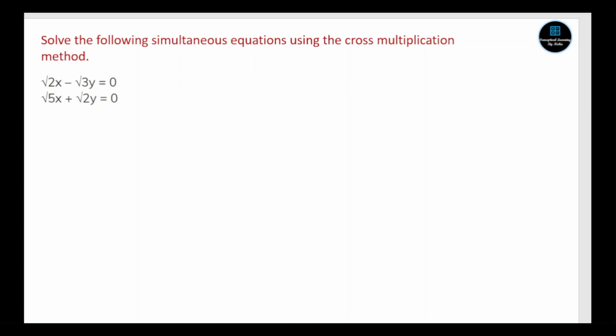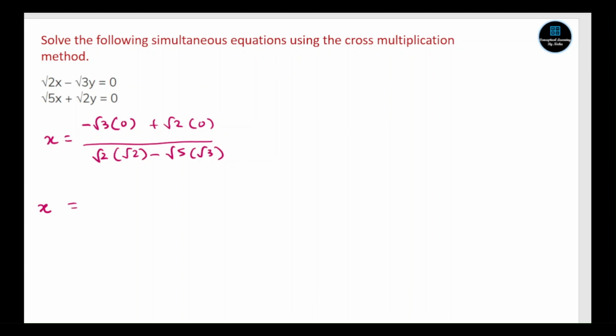Now I simply write the formula. Write the formula first, for the x and y values, and now substitute the values in the formula. So you have to write negative root 3 into 0, okay? Then plus root 2 into 0, and then in the denominator you have to write square root of 2 into square root of 2 minus square root of 5 into square root of 3. So basically you have to show the denominator is not 0. Okay, the numerator can be 0. So here you will get 0 value.